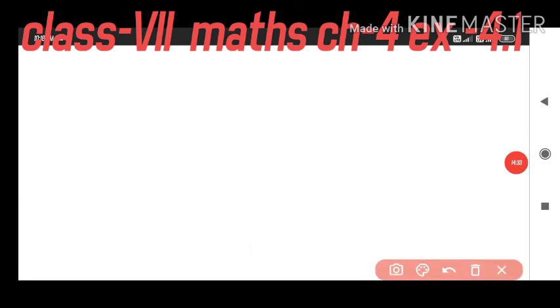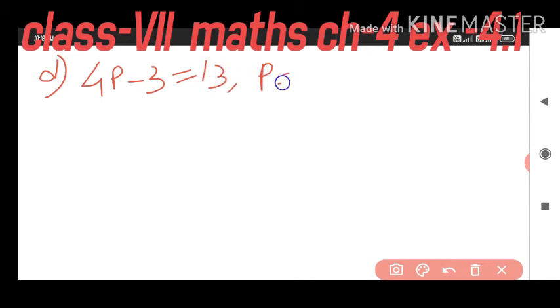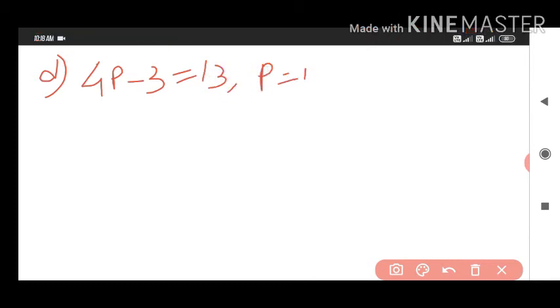What was the given equation? For question D, it is given 4p minus 3 is equal to 13, and p is equal to 1. This is given, isn't it? P is equal to 1. Now what will you do? In place of p, what will you put?